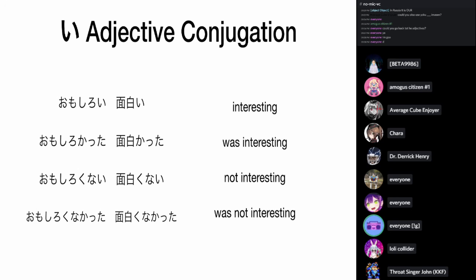Right? So you can imagine this is what you're starting with. This is your e adjective. Drop the e, add katta. So omoshiro kunakatta, which is was not interesting. Okay, so now you have all four of the tenses that we talked about. Present positive, omoshiroi. Past positive, omoshirokatta. Present negative, omoshiro kunai. And negative past is omoshiro kunakatta.